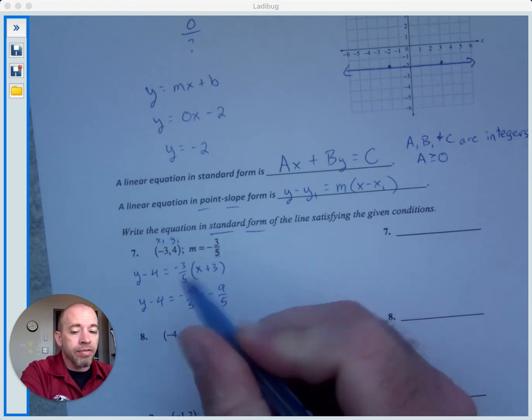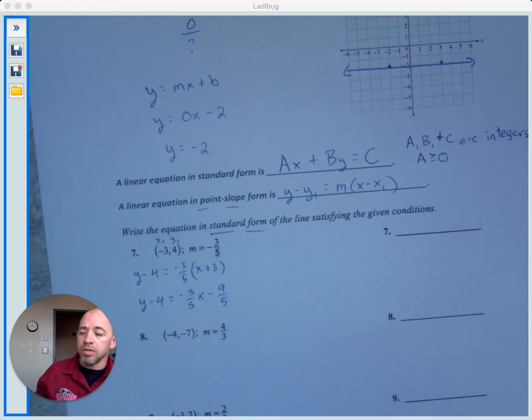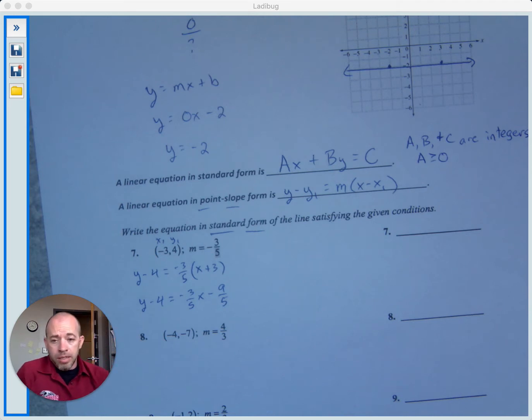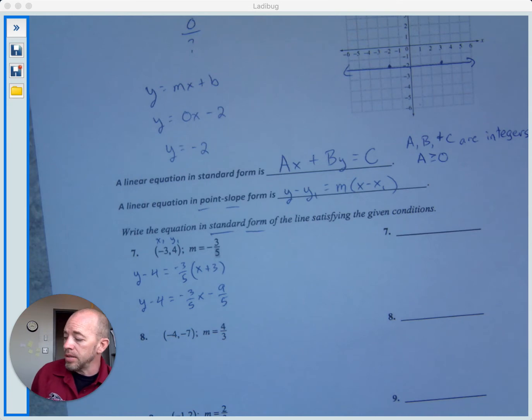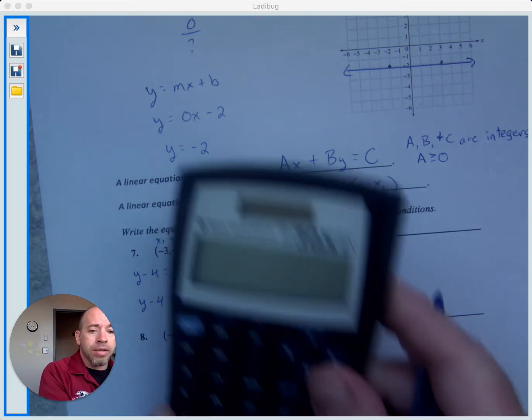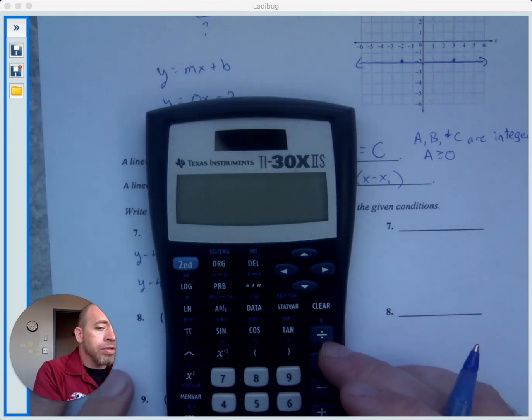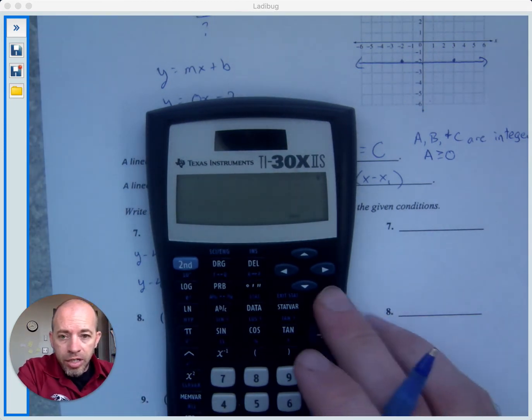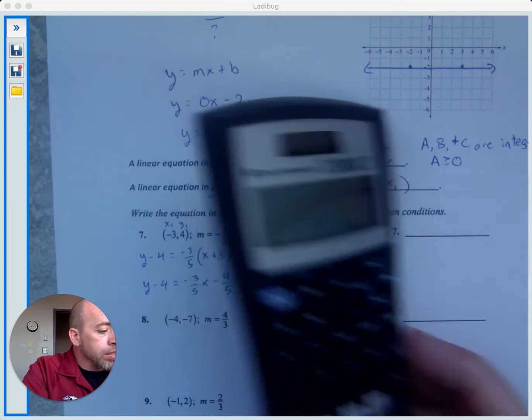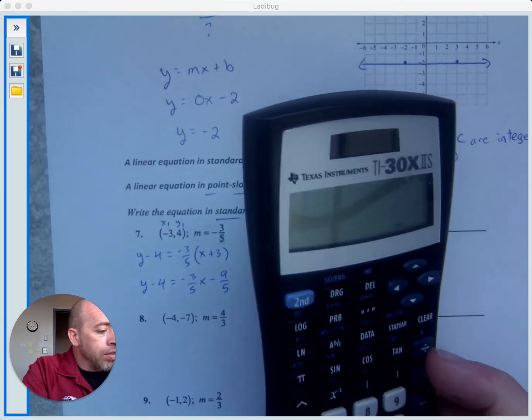Now, if you're not great at fraction computations in your head, you could use a calculator. If you have one that has good fraction capabilities, that would be very useful in this section and, in fact, in this class. I like the TI-30X2S. So if I'm not very good at fraction computations, I could do, what is it, negative 3/5.